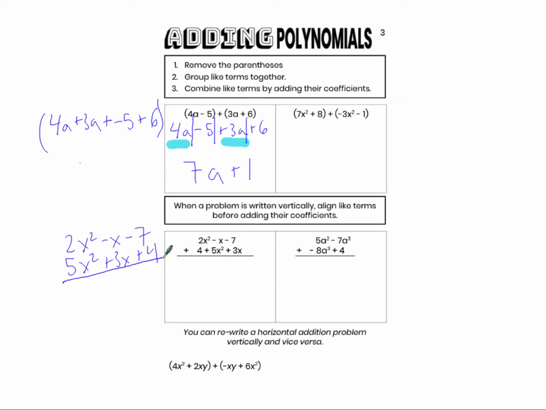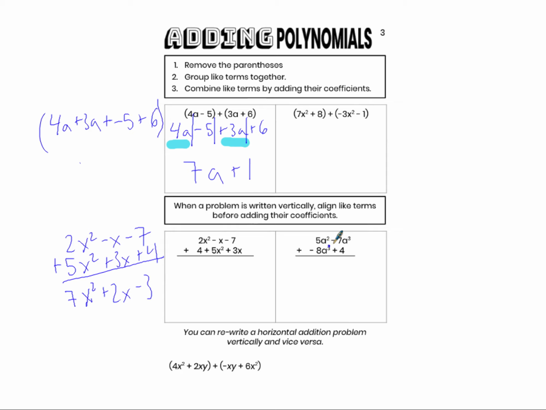Again, really important when we start adding weird things like x squared that we remember when we're adding, x squared stays as it is. All we're doing is adding the coefficients. We're not in any way adding exponents. That's a multiplication thing, not an addition thing. Negative x plus 3x, and then minus 3.